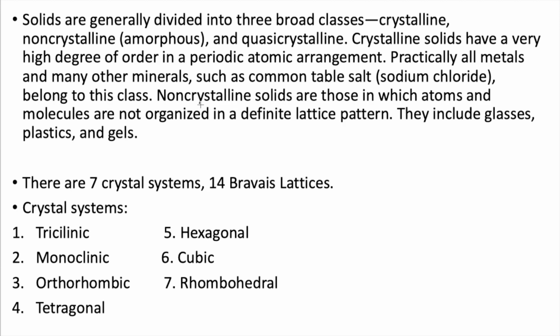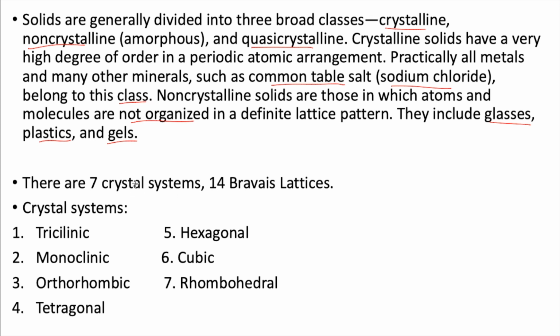Alright, so first things first, solids are generally divided into three broad classes. These are crystalline solids, non-crystalline solids and quasi-crystalline solids. Crystalline solids have a very high degree of order in a periodic atomic arrangement. Practically all metals and many minerals, such as common table salt, which is sodium chloride, belong to this class. Non-crystalline solids are those in which atoms and molecules do not organize in a definite lattice pattern. They include glasses, plastics and gels. So all the other solids come under non-crystalline solids.